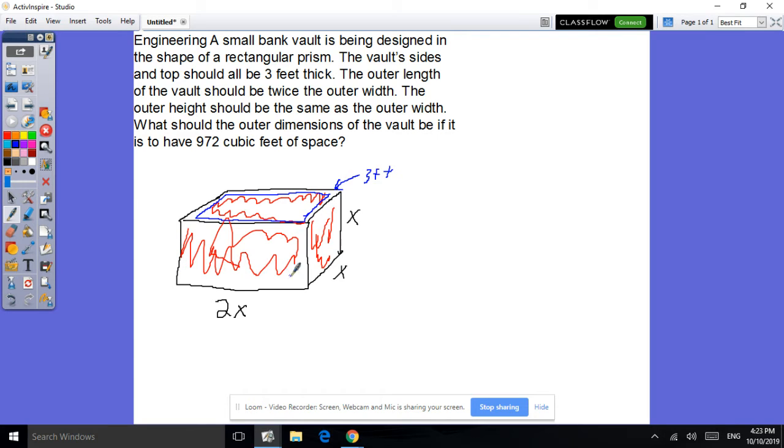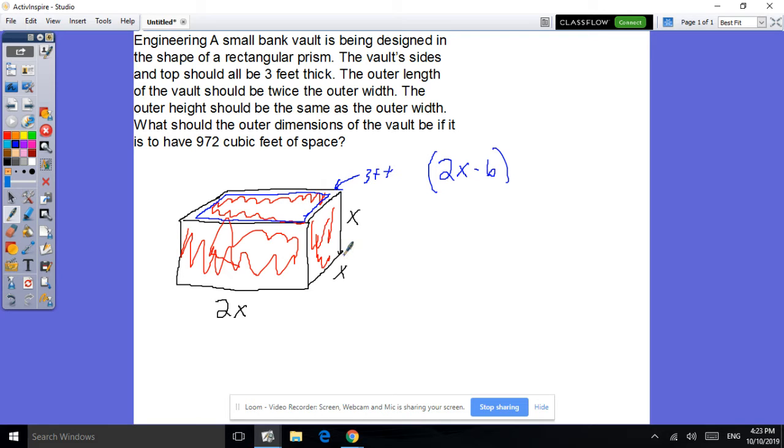Let's go with the length. What is the length right here? The inner dimension of the length. I know the thickness is 3, and this is 3. So the whole thing is 2x. So that's going to be 2x minus 6. That's one dimension.